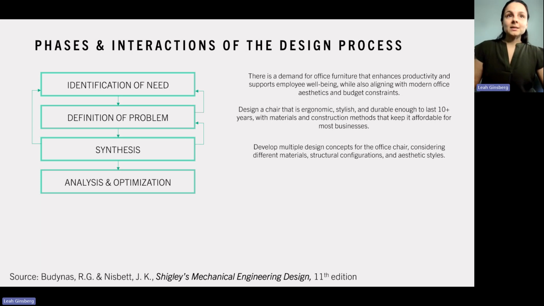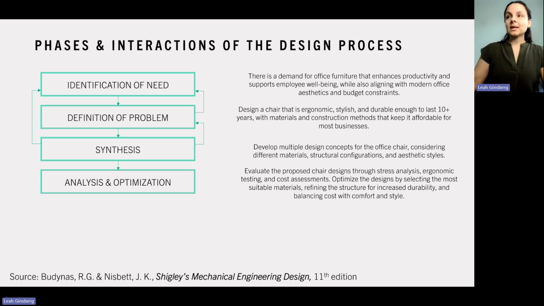Then we'll move on to analysis and optimization. And in this step, we're going to evaluate the proposed designs that we came up with in the synthesis step. We can evaluate them through stress analysis, ergonomic testing, cost assessments, and many other types of analyses and optimization. We will select the most suitable materials that we can identify and refine the structure for increased durability, and our aim will be to balance cost with comfort and style. Okay, and then we continue to iterate as needed.